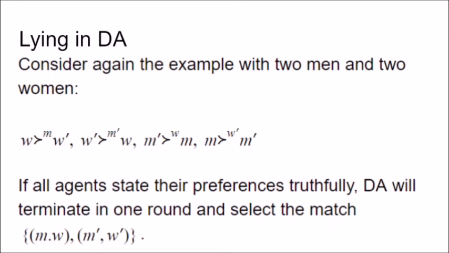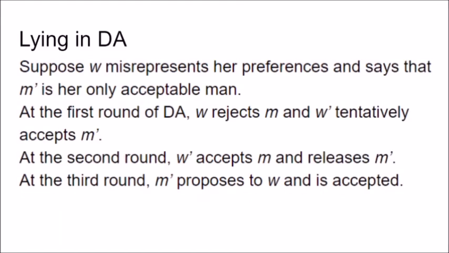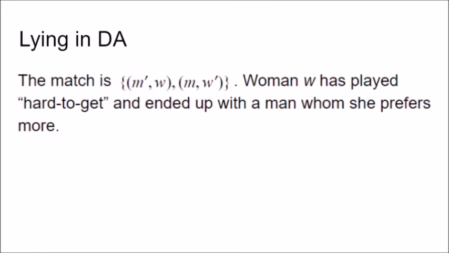Now she can manipulate the situation by lying about her preferences. So suppose that woman W misrepresents her preferences and says that M prime is her only acceptable man. So at the first round of DA, W rejects M and W prime tentatively accepts M prime. At the second round, W prime accepts M and releases M prime. And at the third round, M prime proposes to W and is accepted. So woman W has changed the outcome by misrepresenting her own preferences. The final match is M prime W and M W prime. What woman W has effectively done is played hard to get. And by doing so, she ended up with a man whom she prefers more.